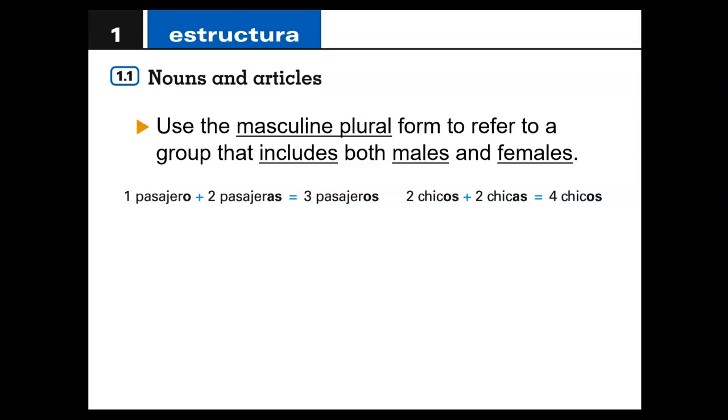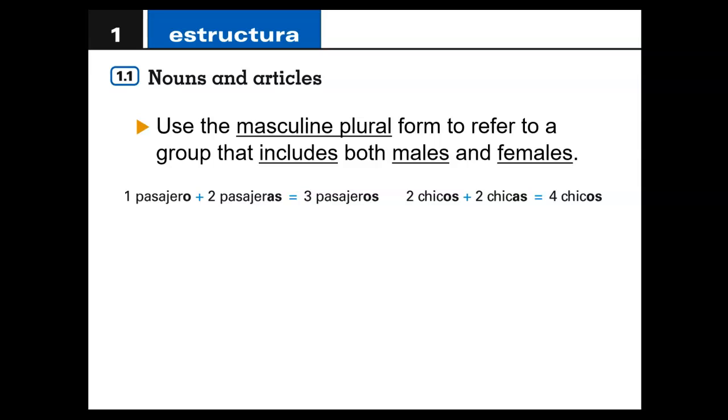I can have 1,000 female passengers and 1 male passenger, and I'm still going to use that masculine form. It doesn't matter what it is, the masculine form is always going to be used. The next example is dos chicos más dos chicas son cuatro chicos. Again, there's 2 and 2, but since it's a combination of both male and female, we're always going to use the masculine form. That's just understood.